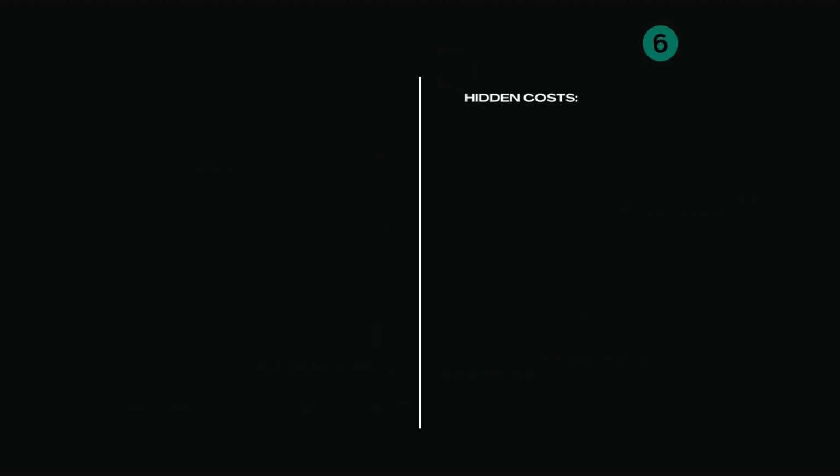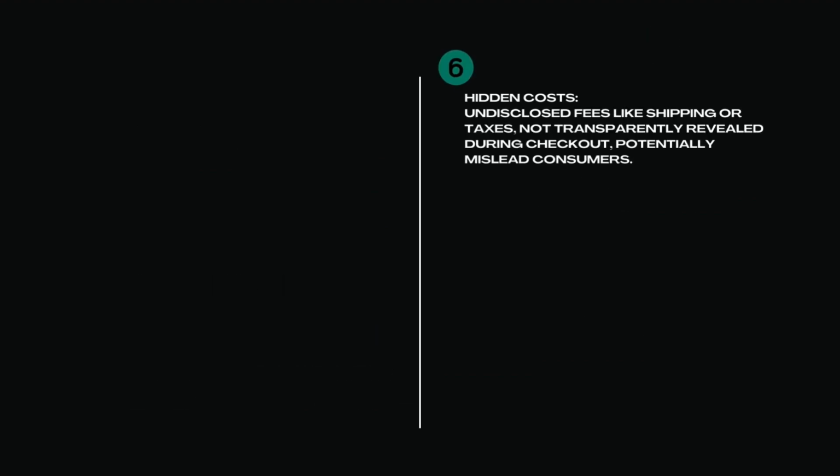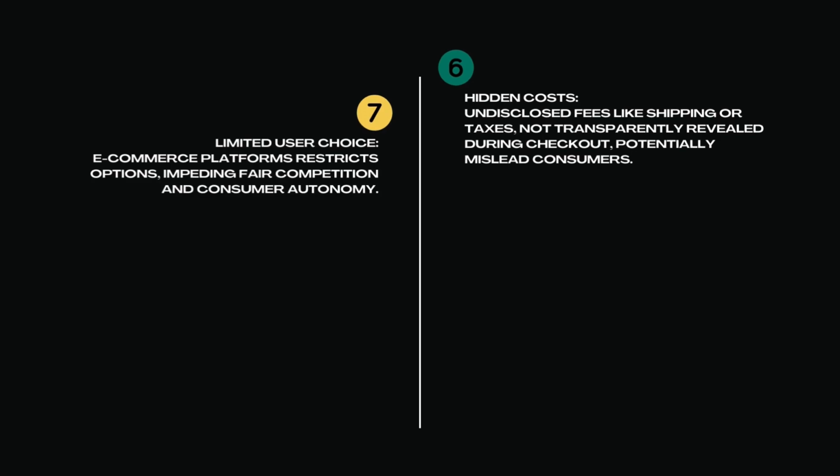Most importantly, we should talk about hidden costs. Imagine buying a shirt online thinking it's a steal only to be surprised by hidden fees like shipping or taxes at checkout. Those are hidden costs, sneaky charges that can mislead you and inflate the final price. Next one is limited user choice. Ever felt like you're seeing the same brand or products everywhere online? That's limited user choice. Some platforms restrict which options you see, potentially limiting competition and making it harder to find what you truly need.